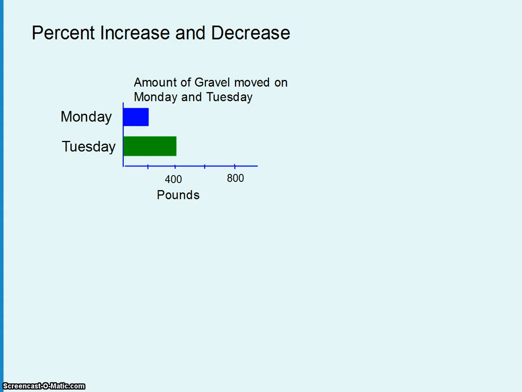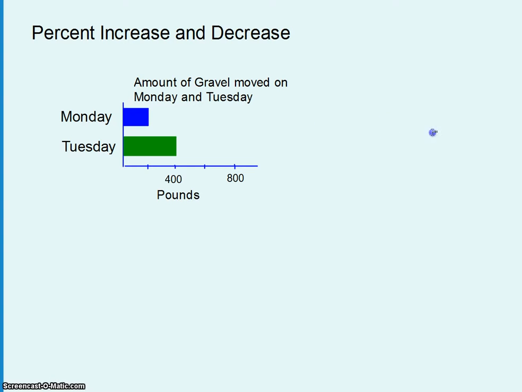Here's an example. With our graph here, we're looking at the amount of gravel that was moved by a company on Monday and Tuesday. It looks like on Monday they moved 200 pounds, and on Tuesday they moved 400 pounds. Well, that's a change of 200. And you'd also say, well, they moved twice as much as they did before. So the twice as much as they did before gives you more information than just a change of 200.